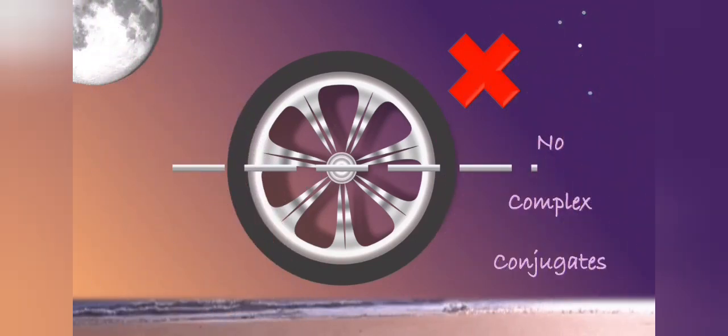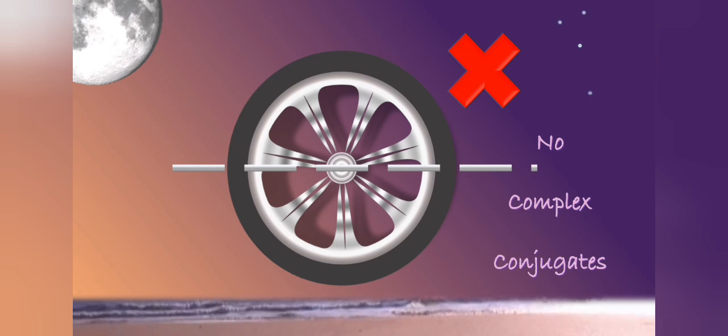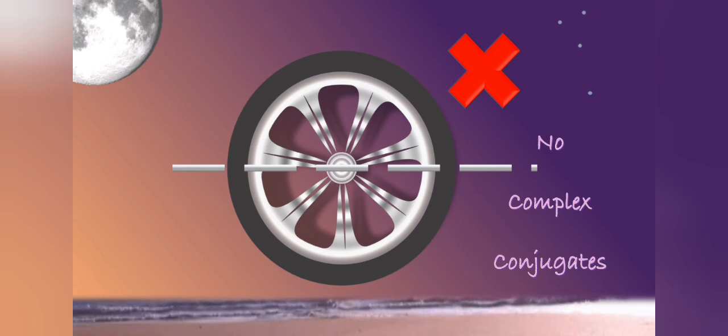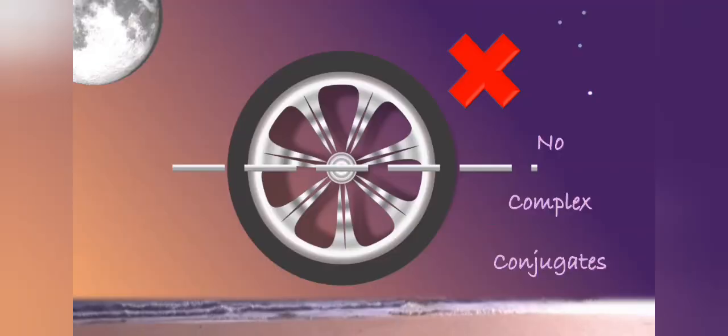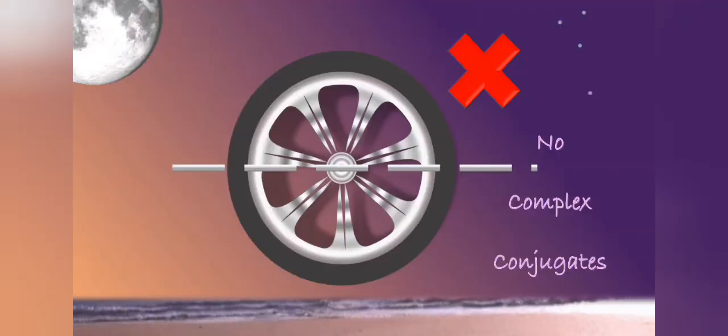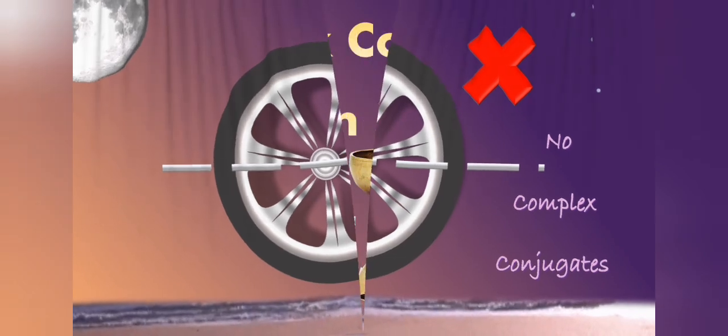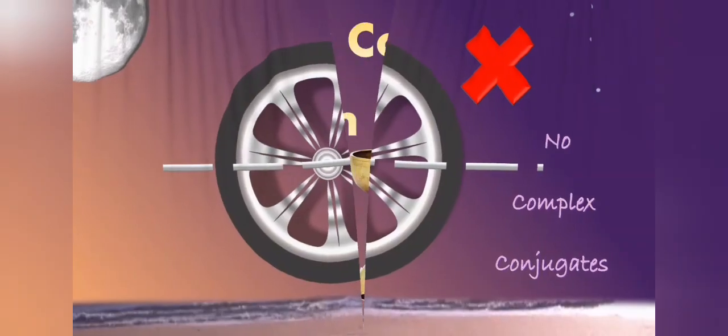But not every spokes arrangement on wheels will form complex conjugates. As you can see in this picture, there is no vertical symmetry when the image is cut into half. So no complex conjugates. Further, let's see complex conjugates in 3D.